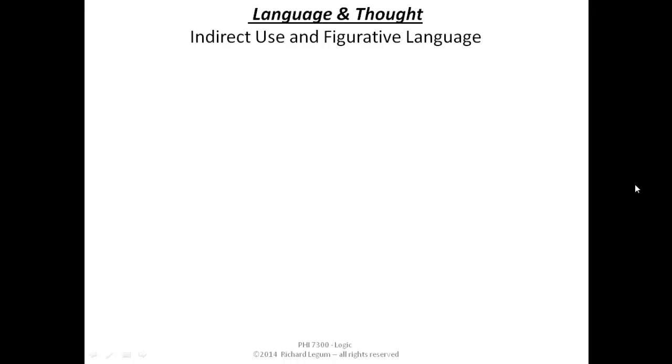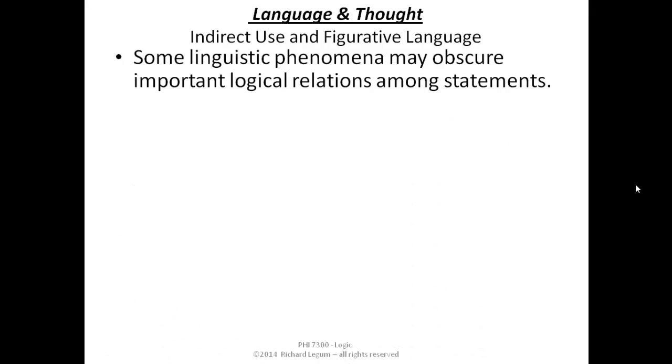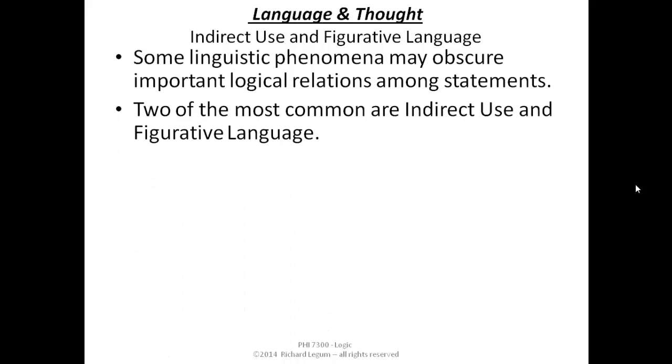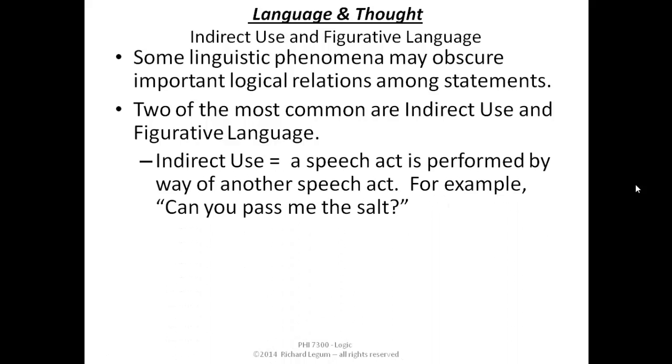Now, some uses of language can be a little bit deceptive. That is, it can make it a little bit difficult, a little bit obscure the relationships between other sentences. But I think when we think about it clearly, it really clears the problem up immediately. That is, there are two common kinds of expressions in language that can confuse the logic, which we're going to call indirect use and figurative use of language.